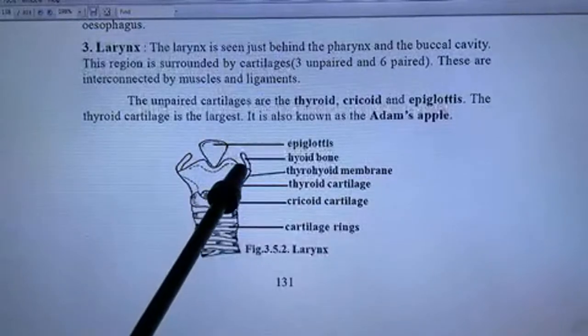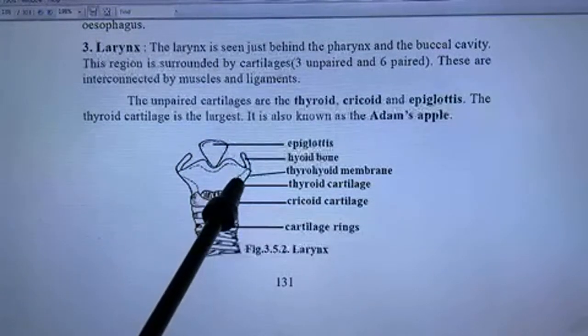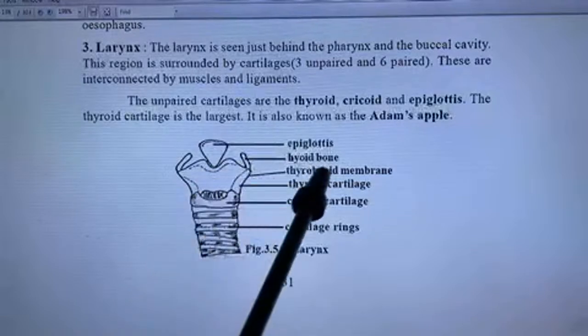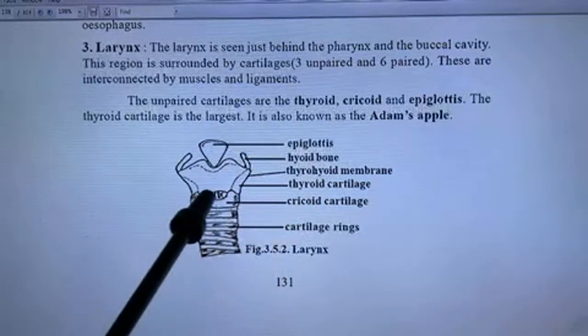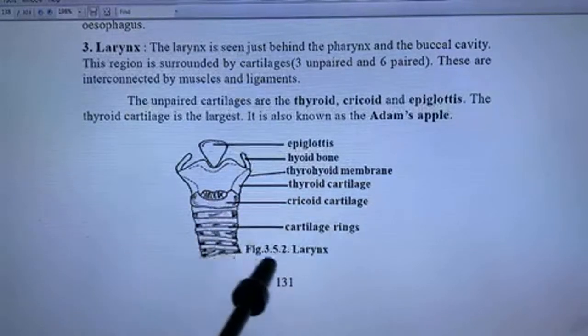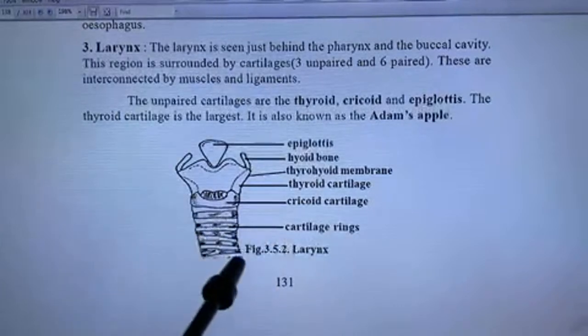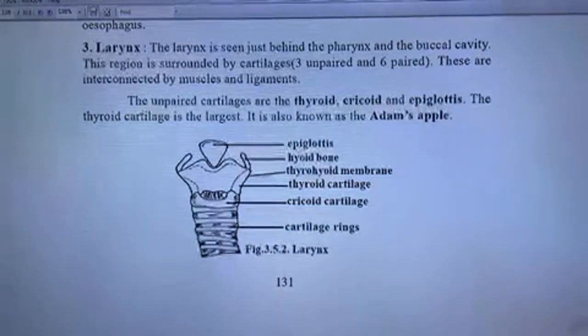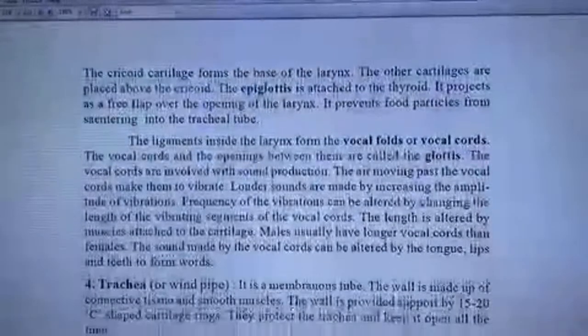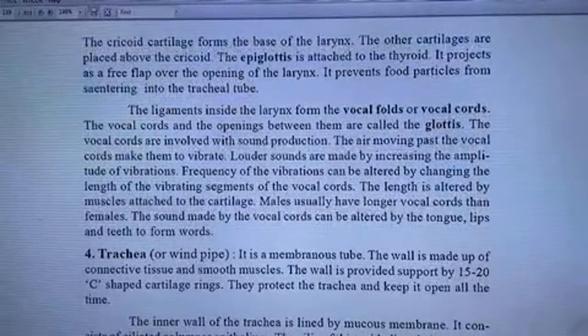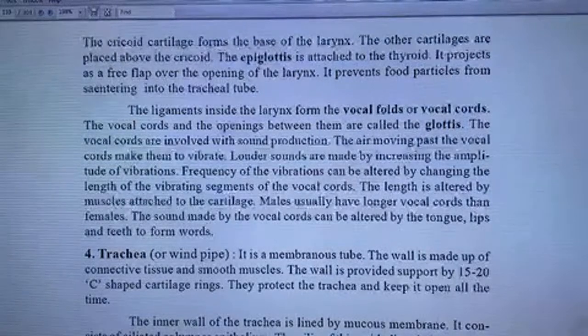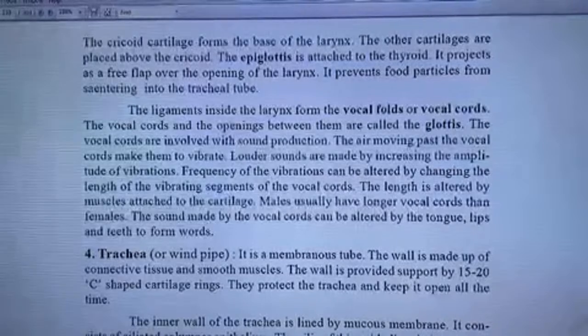Epiglottis, hyoid bone, thyroid membrane, thyroid cartilage, cricoid cartilage, cartilage rings, larynx. Cricoid cartilage forms the base of the larynx. The other cartilages are placed above the cricoid.